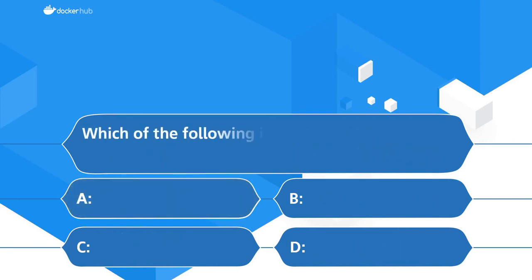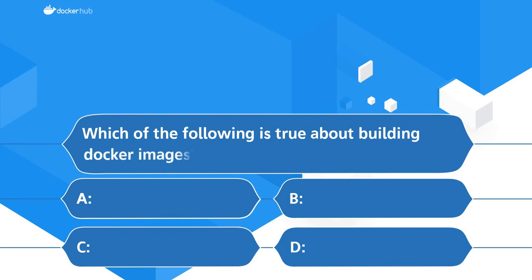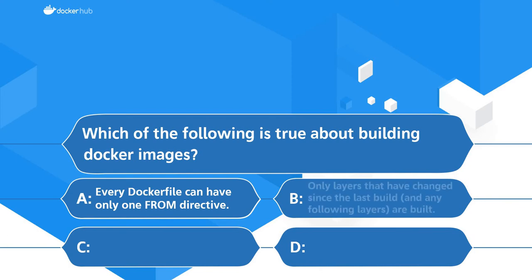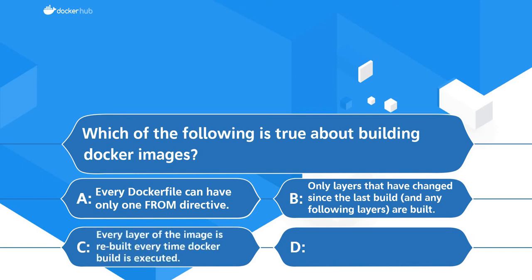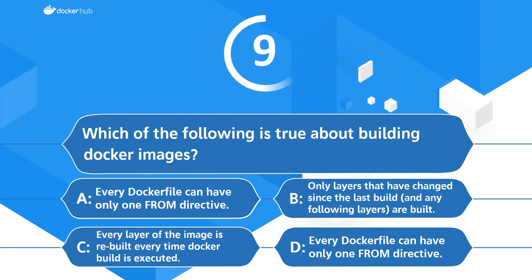Which of the following is true about building Docker images? A. Every Docker file can have only one from directive. B. Only layers that have changed since the last build, and any following layers, are built. C. Every layer of the image is rebuilt every time Docker build is executed. D. Every Docker file can have only one from directive. Your time starts now.